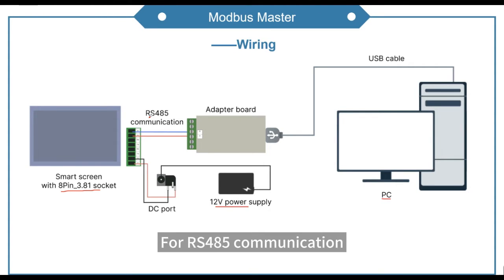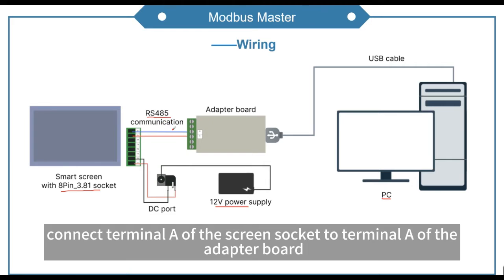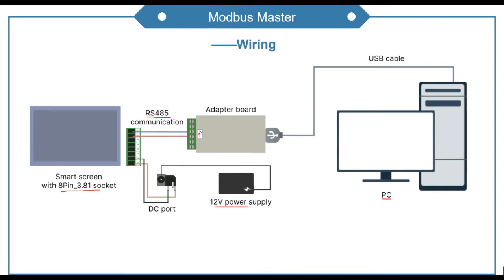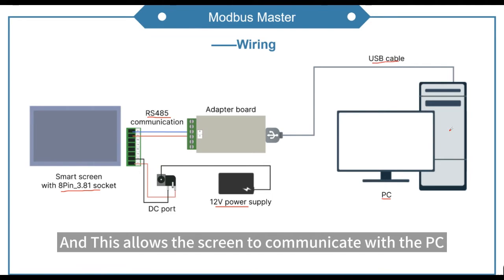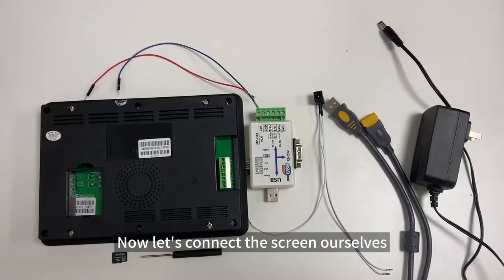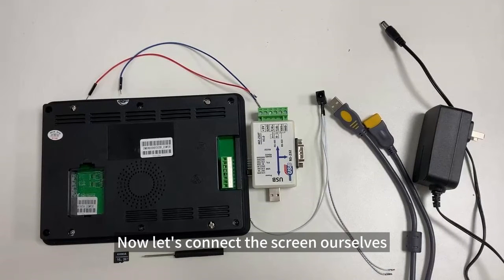For RS485 communication, connect terminal A of the screen socket to terminal A of the adapter board. Connect B to B. Then connect the adapter board to the PC via USB cable. And this allows the screen to communicate with the PC. Now let's connect the screen ourselves.